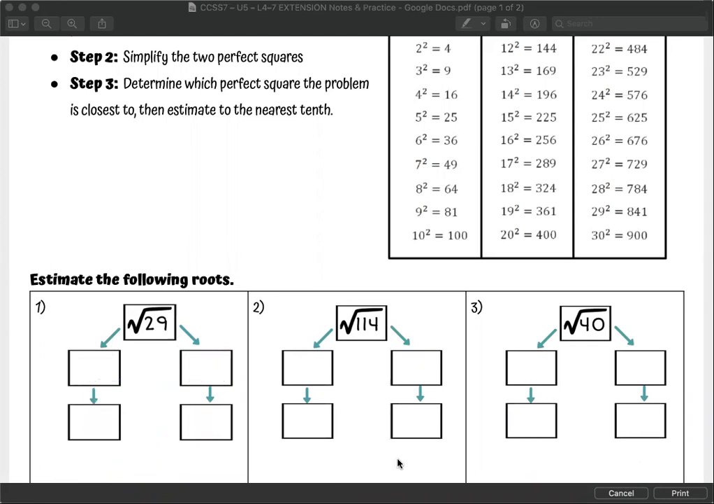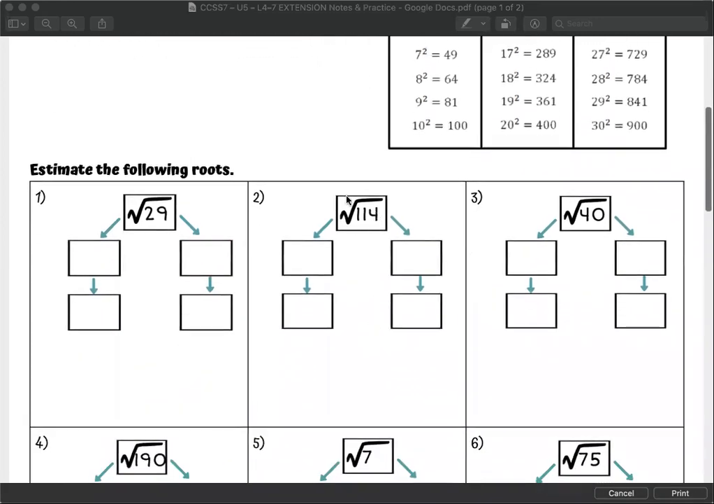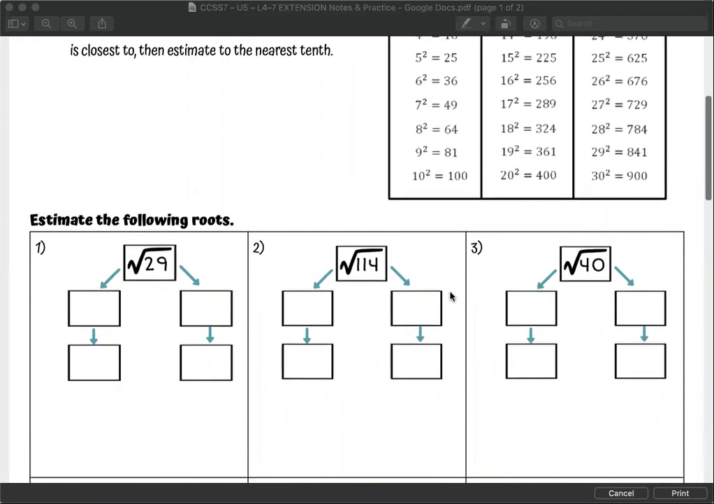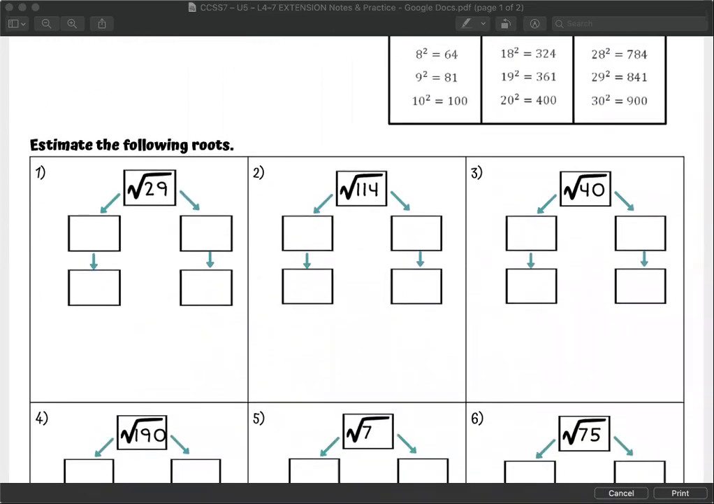So let's look at this next example. We've got 114. If I look up here, 114 is falling between 100 and 121. So I'm going to list out my square root of 100 and my square root of 121. And then I'm writing what those equal. So the square root of 100 is 10. The square root of 121 is 11. So I know my value needs to be somewhere in between these two numbers.